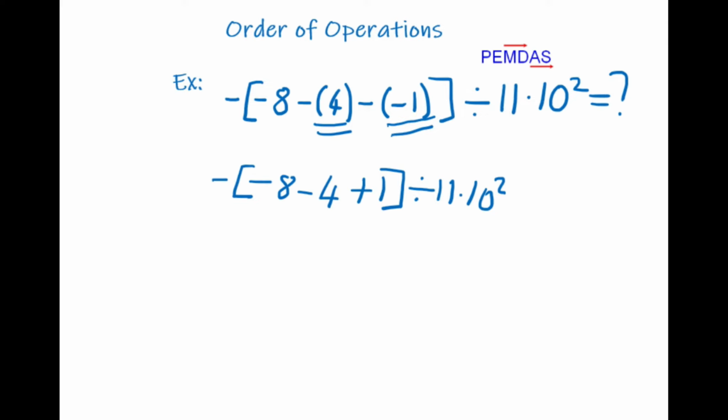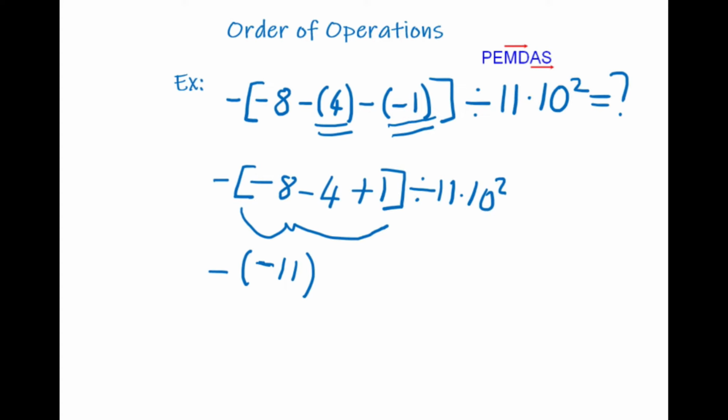Okay, here again, we need to do the parentheses. Here, bracket is a kind of parentheses, so we will treat it as a parentheses. It's going to be negative 8, negative 4 is going to be negative 12. Negative 12 plus 1 is going to be negative 11, divided by 11 times 10 squared. Negative times negative is going to be positive, so it's going to be 11 divided by 11 times 10 squared.